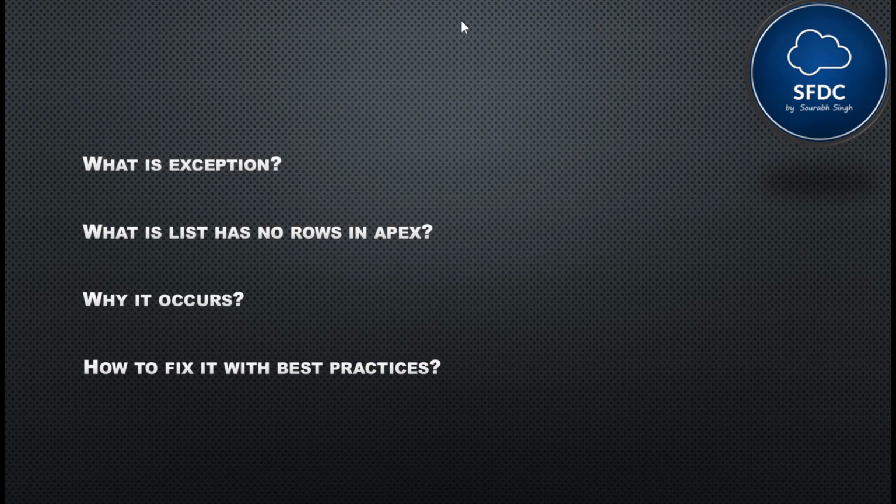But before that, we will discuss these points. What is an exception? What is "List has no rows"? Why does it occur? How to fix it? And what is the best practice?